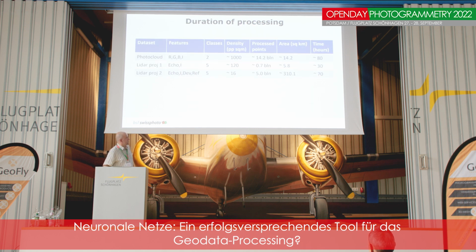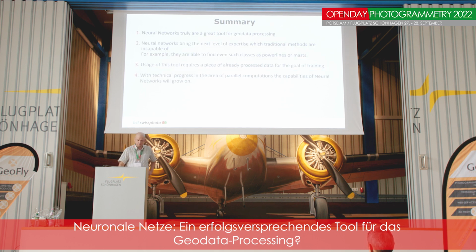And processing times were about 80 hours for the biggest point density. Reducing point density helps a lot, even for a very big cloud of 300 square kilometers. We get only 70 hours required for processing.